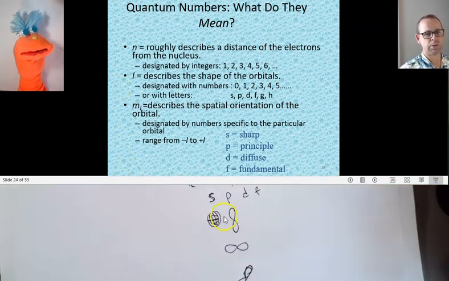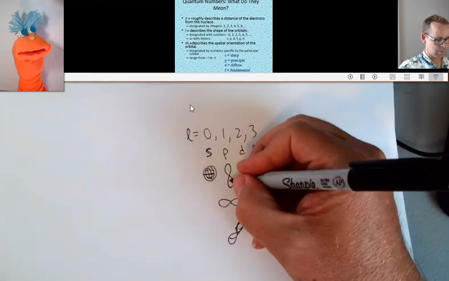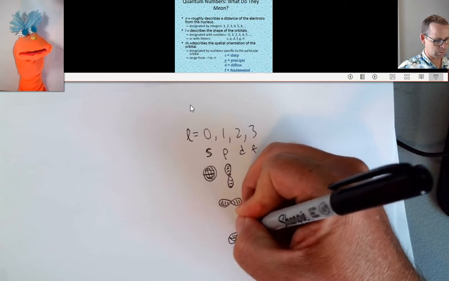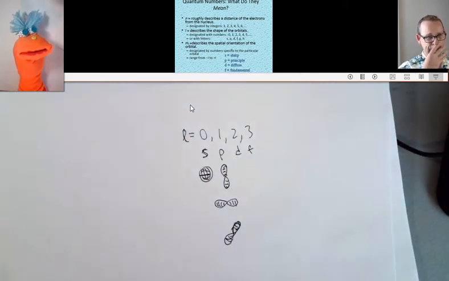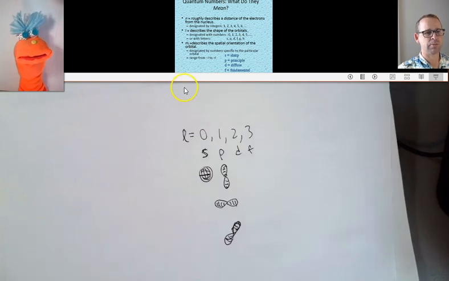Oh, let me move this up out of the way. Okay. So our s orbitals are spherical, and our p orbitals are kind of what we call a dumbbell shape. All right. Very good. D orbitals, we'll talk about their shape later.